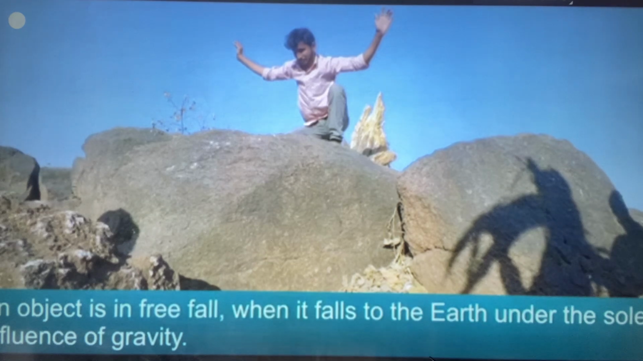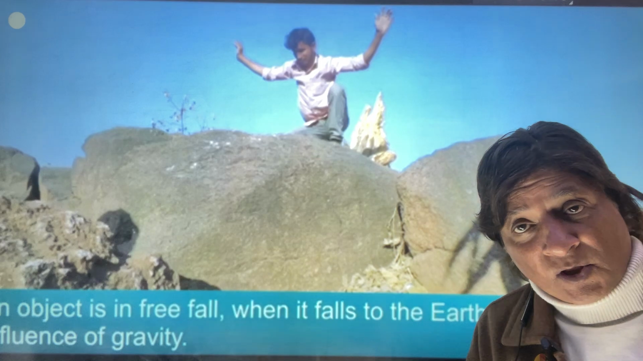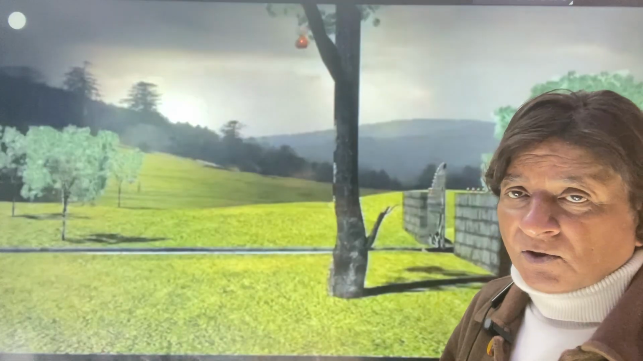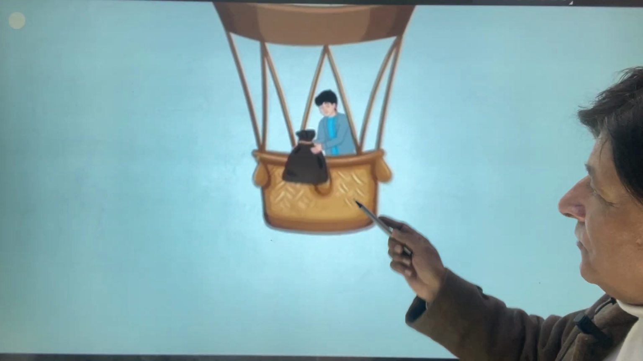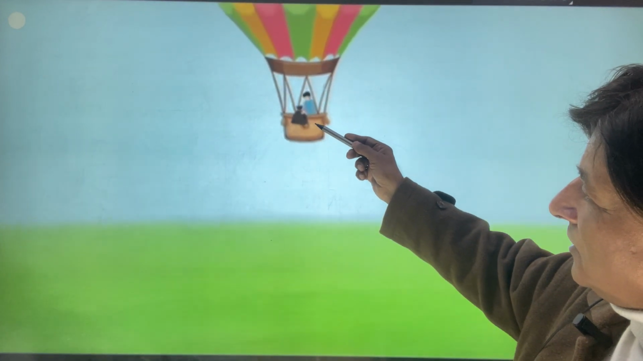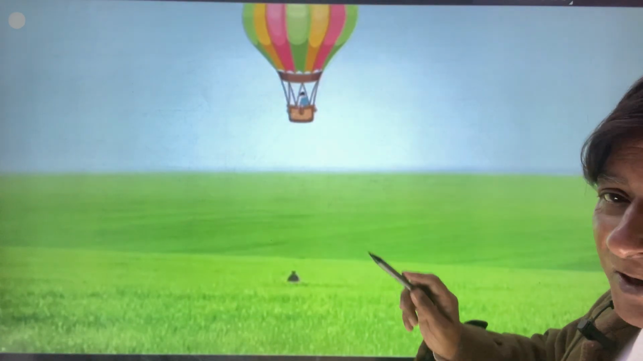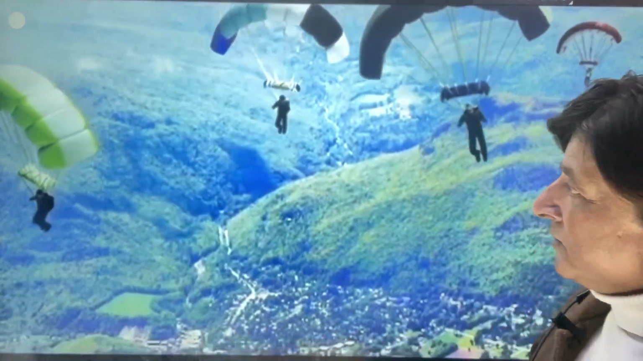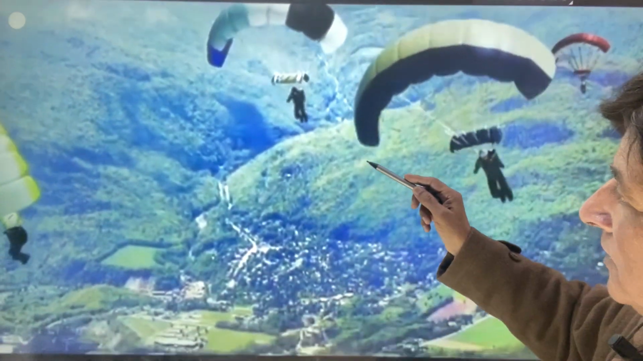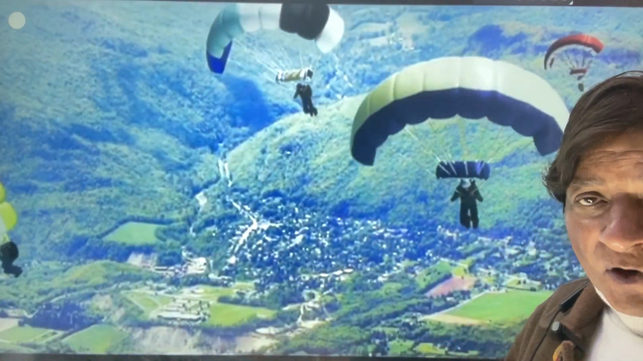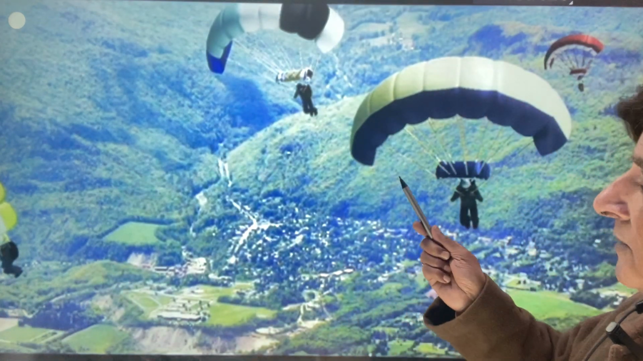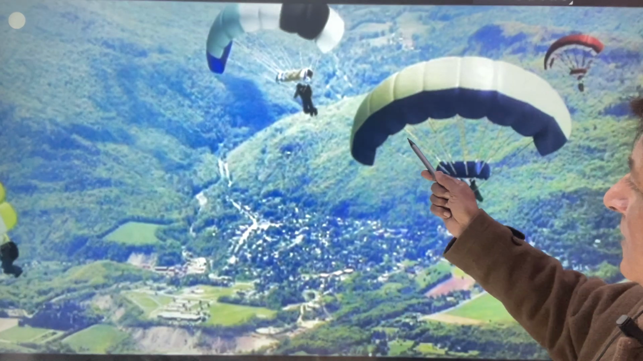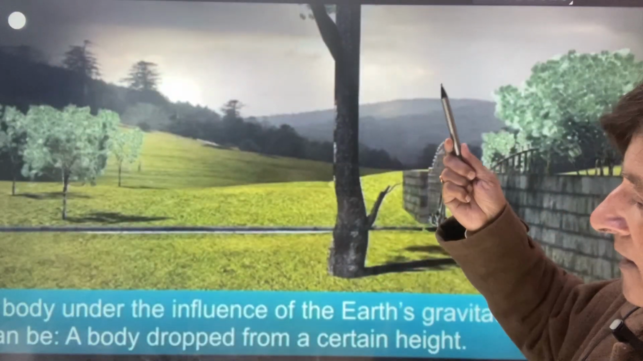An object is in free fall when it falls to the earth under the sole influence of gravity. That is called free fall. The apple released from this hot air balloon is coming down because of gravity. The parachutists are also coming down by virtue of gravity, but of course it is not a free fall. Gravity pulls them down, but there is a lot of air opposing it.